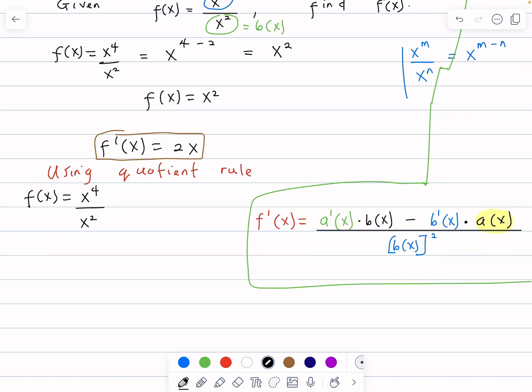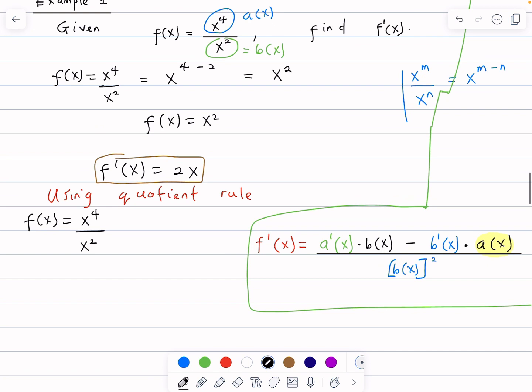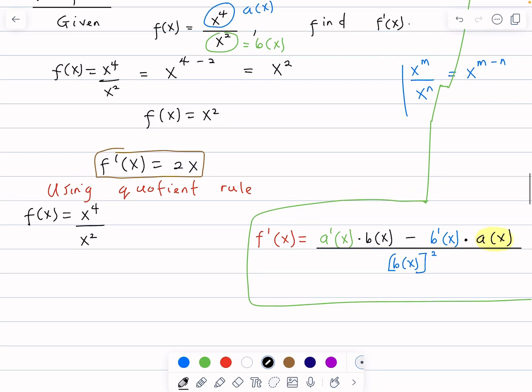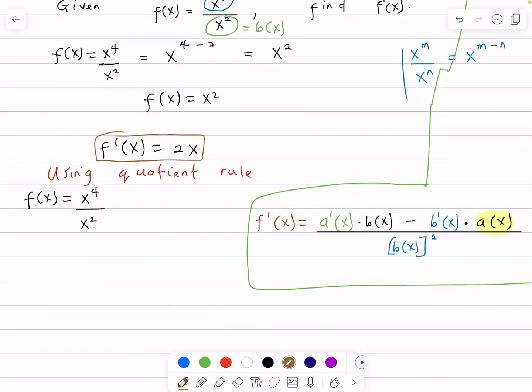So you take the derivative of the numerator, which is your a of x, and you keep the denominator the way it is. So my f prime of x, the derivative of the numerator, which is x to the power of 4, is going to be 4x cubed. Then I keep the denominator just the way it is. So that's just going to be x squared.